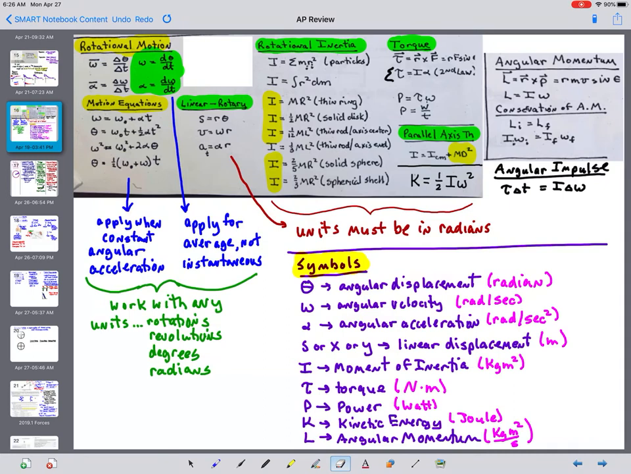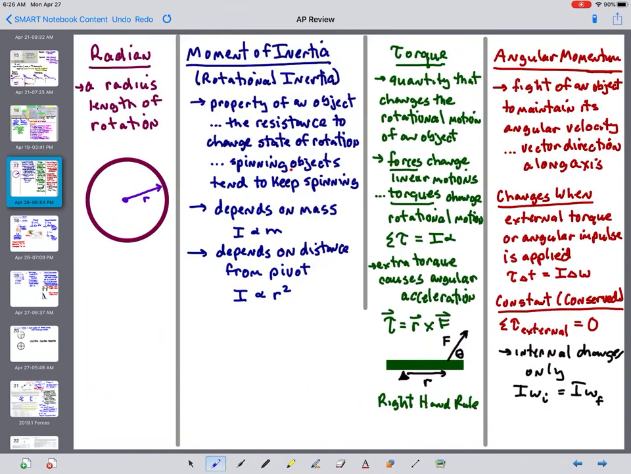Angular momentum. If it's a particle, it's an r cross p. If it is a discrete object, then it is an I omega. And then you have situations where angular momentum is going to be conserved, Li equals Lf. Situations where it changes, where you have an angular impulse, torque delta t equals I delta omega. Now, let's dive a little deeper into the concepts here.